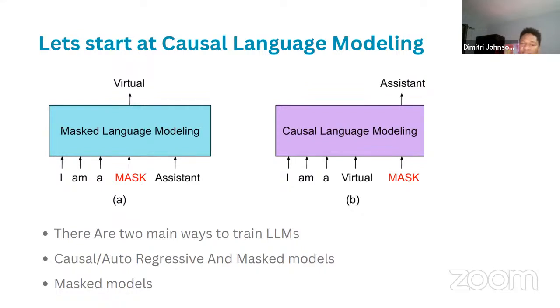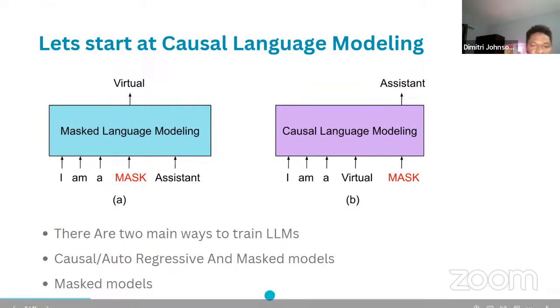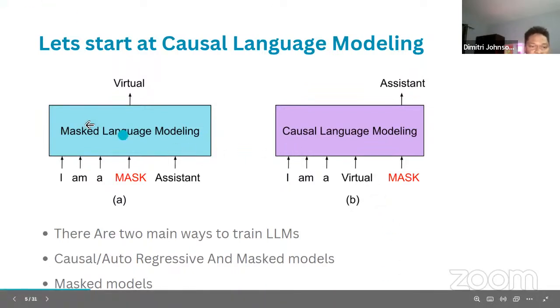There are two main ways to train LLM models. That's causal language modeling and also masked language modeling. Causal language modeling is also called autoregressive modeling, and it basically means predicting the next word in a sequence. So given a sequence of words, like hello there, my name is, it will predict the most likely next word. So for the sky is, the next word it will predict is blue.